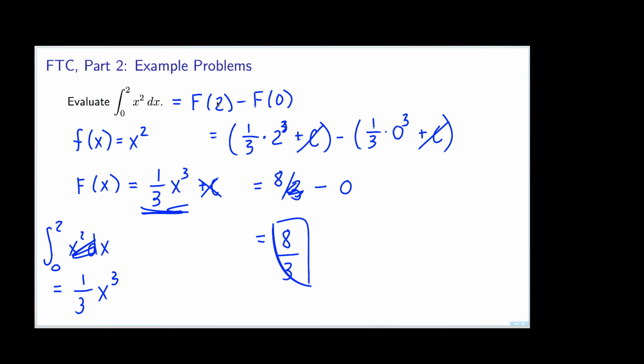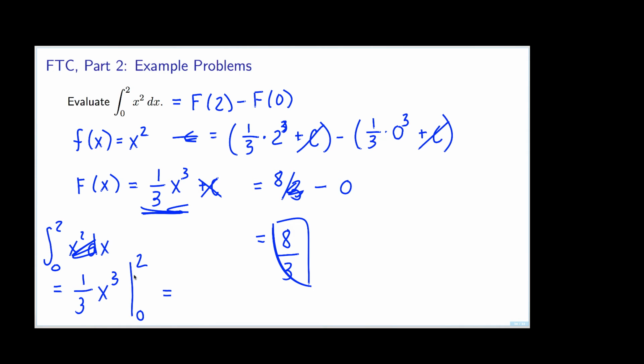And then instead of writing capital F of 2 minus capital F of 0, the shorthand notation is you put a bar from 0 to 2. And what that means is plug in your upper limit, which is 2, and then plug in your lower limit, which is 0, and subtract. So again, this is just shorthand notation for what we did here.